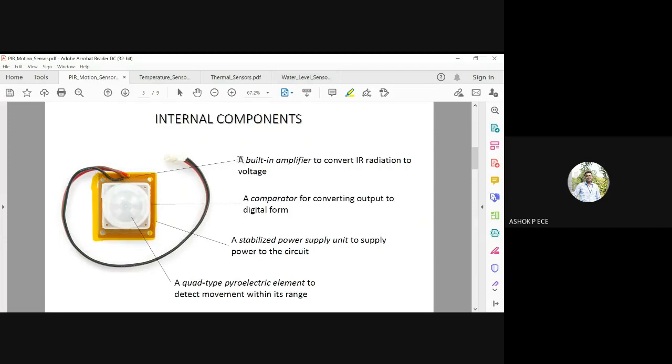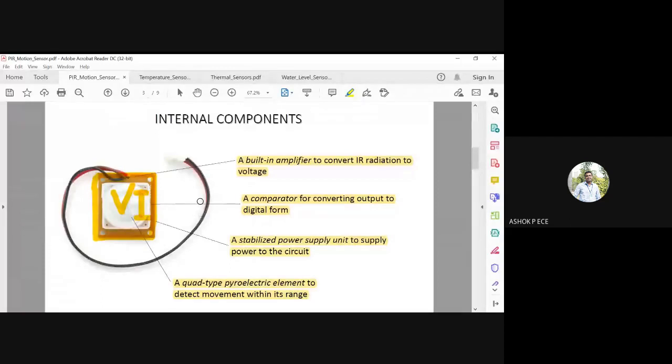So it has a built-in amplifier to convert the IR radiation into voltage. You have a comparator to show the output in digital form, and you have a stabilized power supply to supply power to the circuit. So whatever input, plus minus, you give, that is given to the power supply inside. And it has a quad pyroelectric element to detect movement within this range. So it cannot detect directly based on thermal radiation. It will convert the thermal radiation into equivalent voltage or current. Okay, V or I. So radiation is converted into voltage or current.